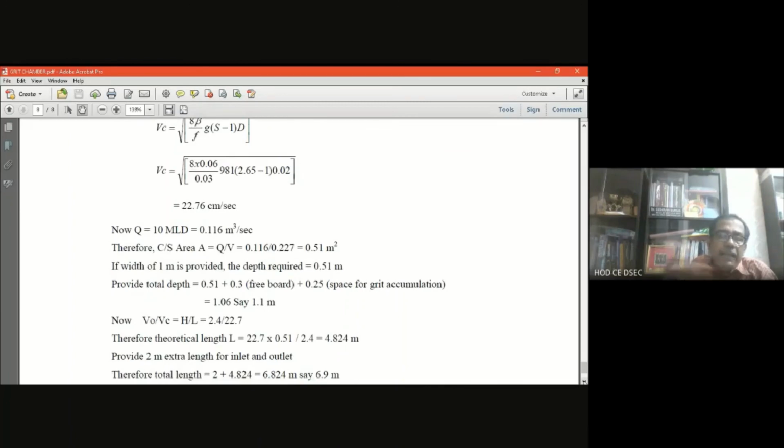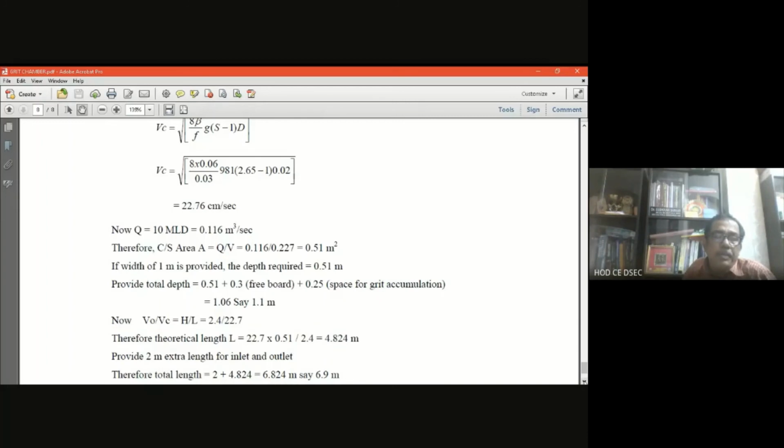Now we apply this ratio V0 by Vc equal to H by L. You know H, what is H? What is H by L? H by L is nothing but V0 by Vc. So V0 you know, Vc you know. So V0 by Vc is known. So H by L is known. So if H by L is known, then what is L? L is H into 22.7 by 2.4. So L is given by 4.824 meter.